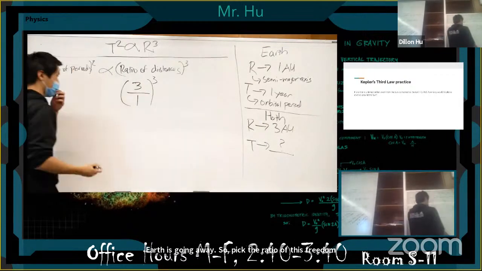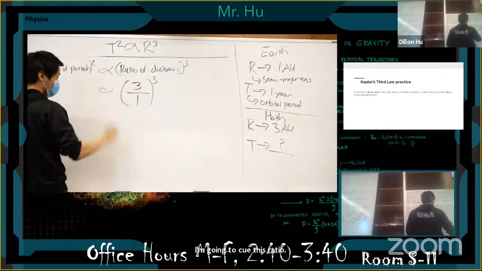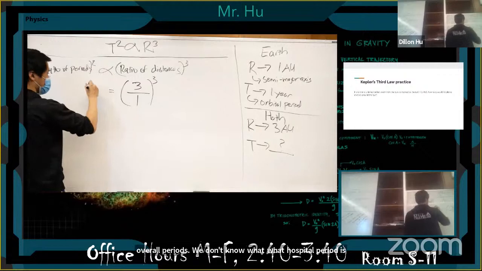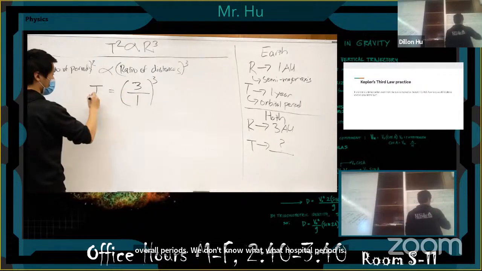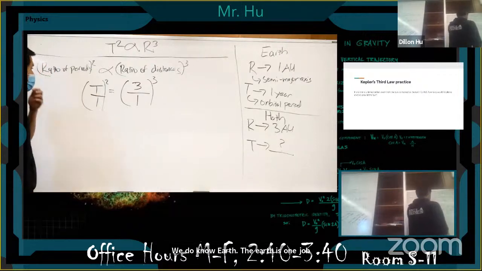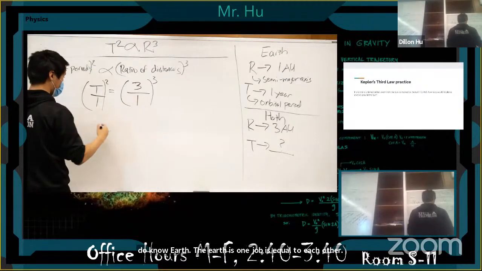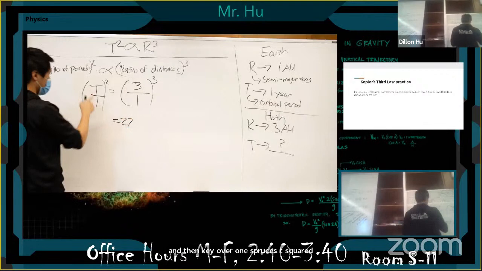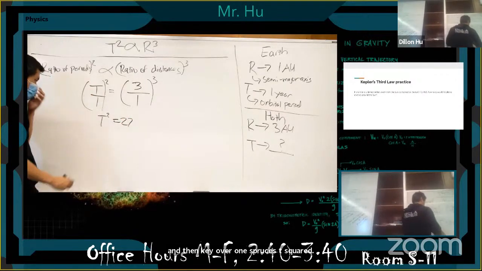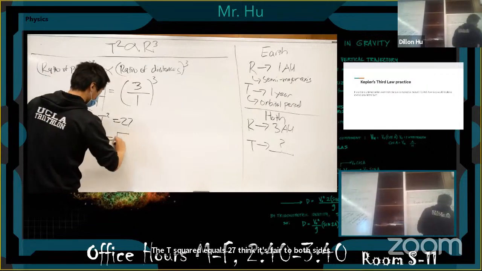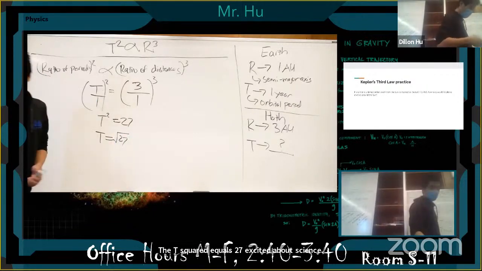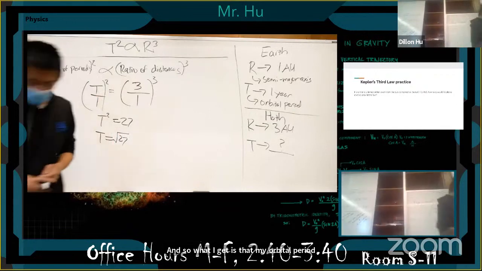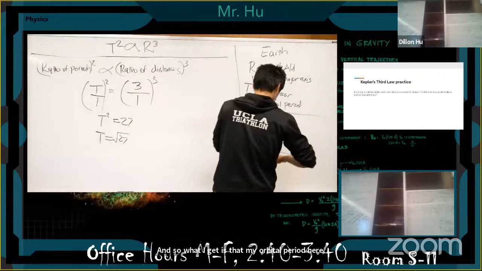I'm going to cube this ratio, and I'm going to set this equal to the ratio of the orbital periods. We don't know what Hoth's orbital period is, but we do know what Earth's is, and Earth's is 1. So I'm going to set these equal to each other. And so what I get here is that 3 over 1 is 3, 3 cubed is 27, and then t over 1 squared is just t squared. So t squared should equal 27. Take the square root of both sides, and so what I get is that my orbital period here should equal roughly 5.2 years.